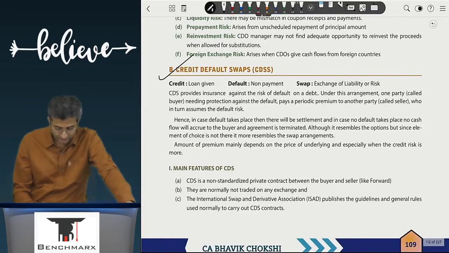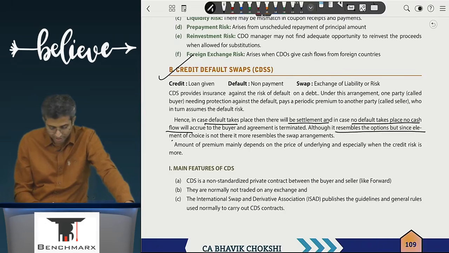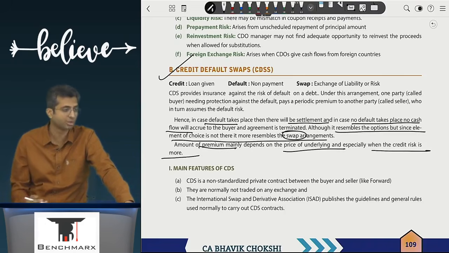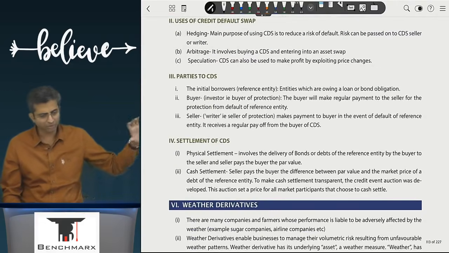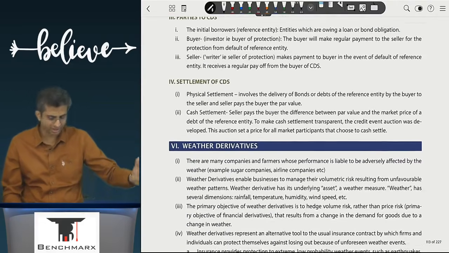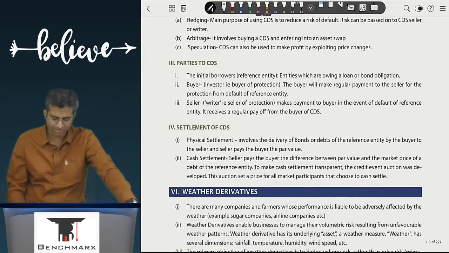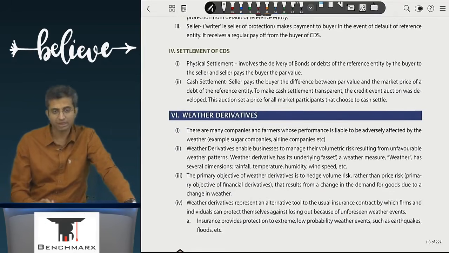This is in case a default takes place, then we will settle. In case there is no default, there is no cash flow. Although it resembles options, it more resembles a swap. The amount of premium depends on the price of the underlying, especially when the credit risk is more. And there is some theory. We have put all of it here. I have not put selective theory; I have just put whatever is relevant. You can just refer to that. No sums will come on this. It will be more of a theory part only.